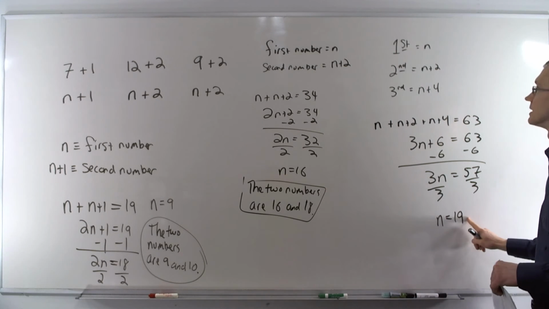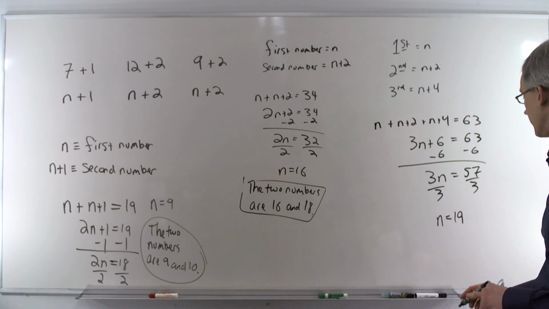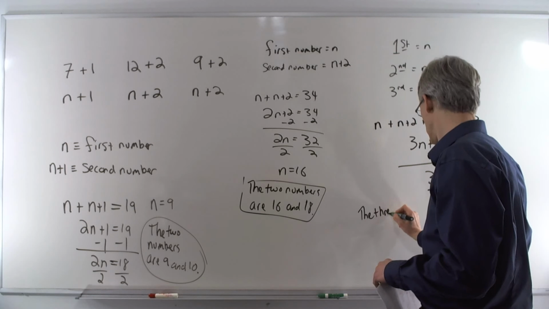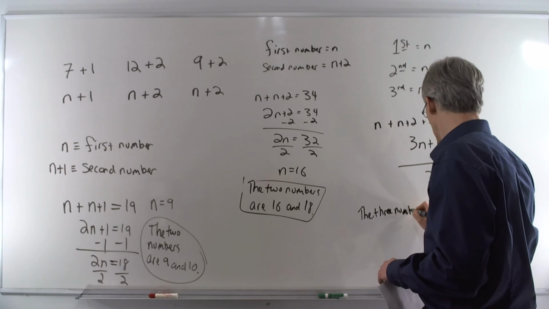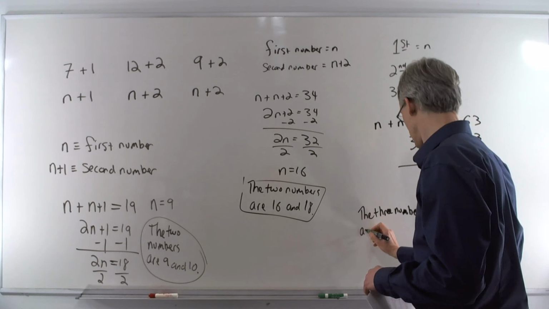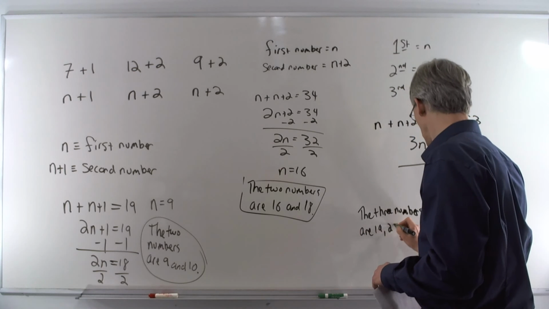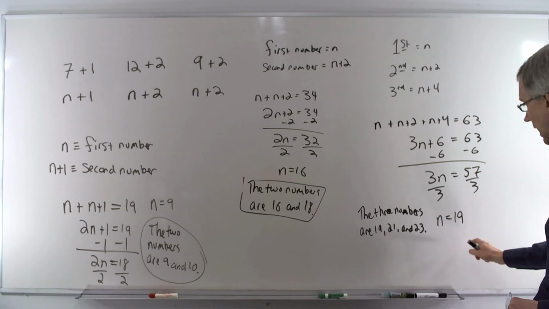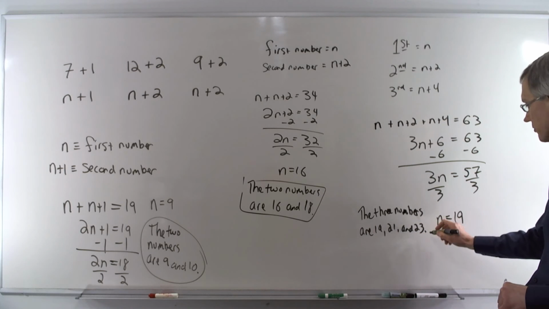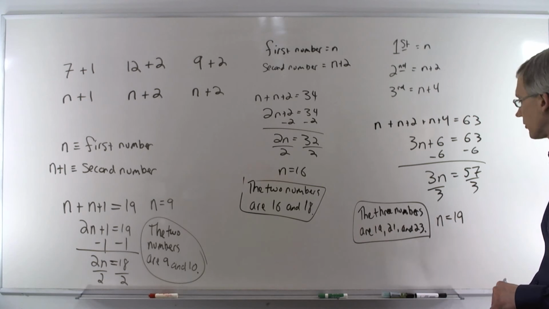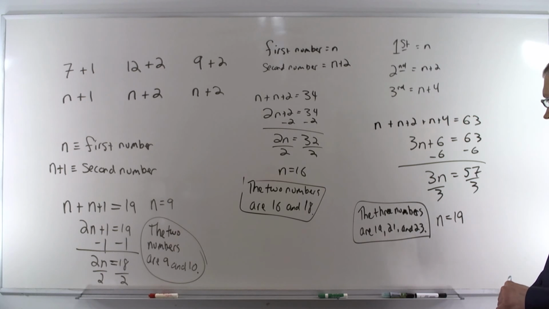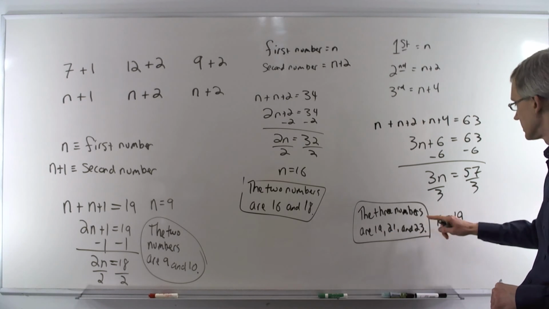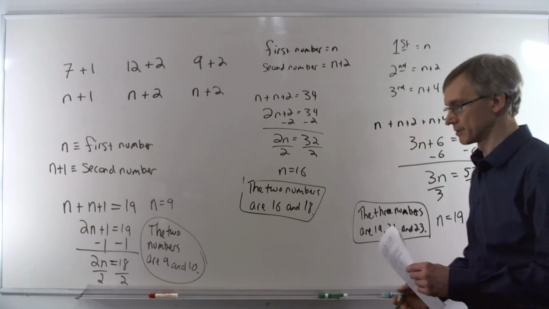So the first number is 19. Add 2 to it to get the second number. Add 2 to get to 21, and 2 more to get to 23. So there's our 3 numbers, 19, 21, and 23. And if we add these together, we get 40, 50, 60, 63. So that checks.